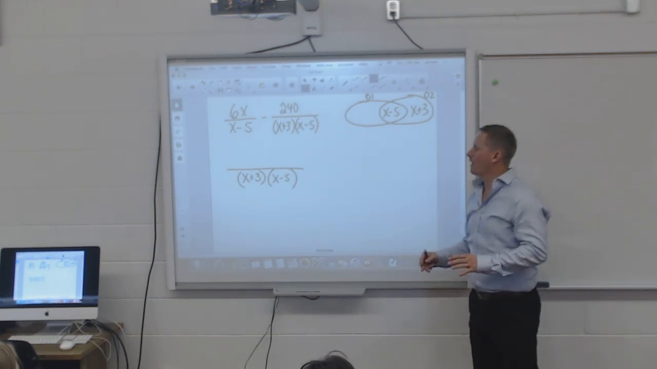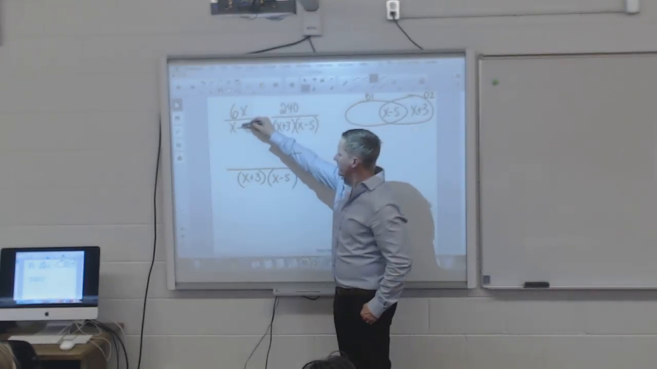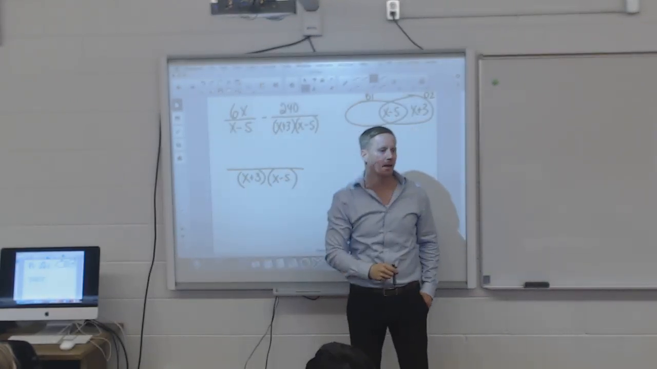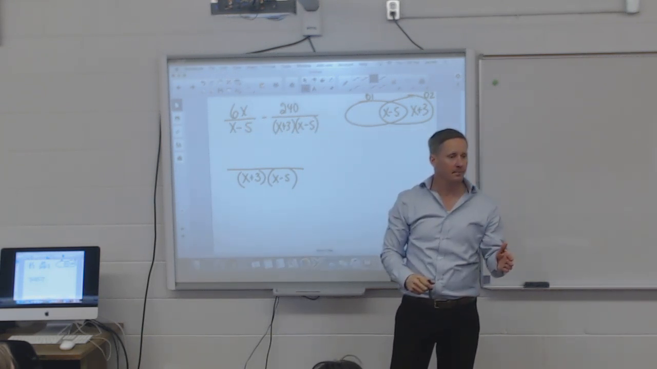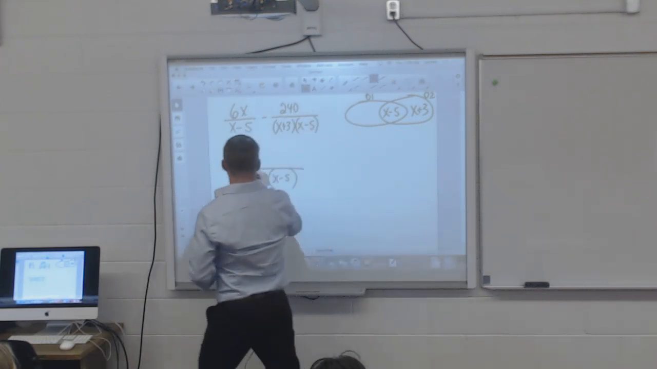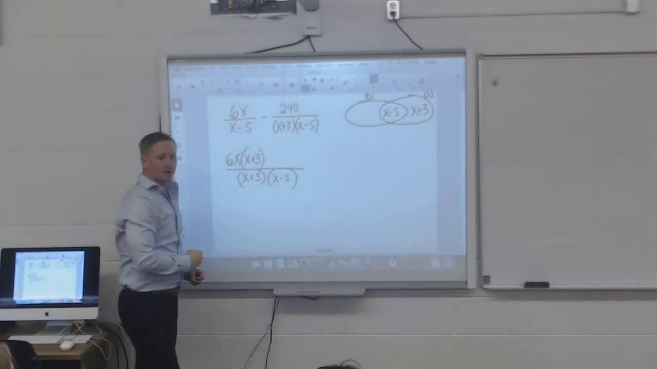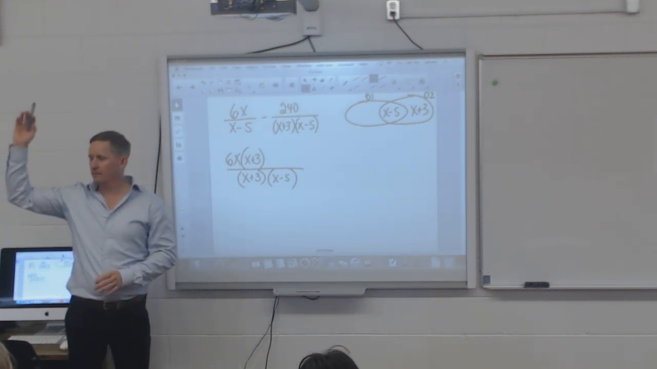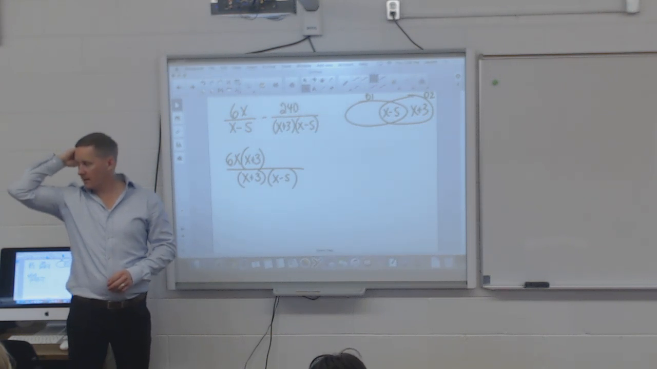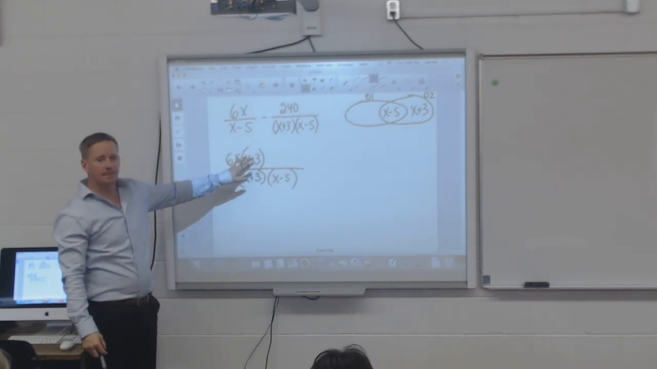Okay. Now, my next question to you is this then. How do I go from x minus 5 to this? What do I have to times it by? X plus 3. And whatever I do to the bottom, I've got to do to the top. So I'm going to take 6x and I'm going to times it by x plus 3 on top. Does everybody follow that step? Anybody not? Put your hand up if you don't understand. Seth, you good? You following this? Anybody not understand what I did there?